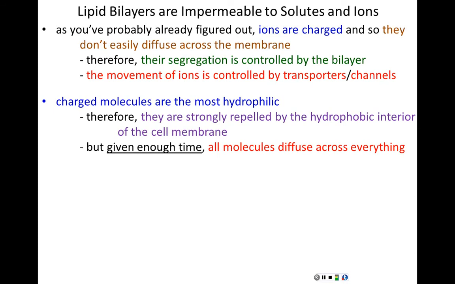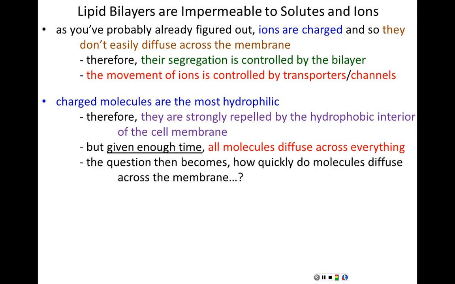Most of the time, given enough time, all molecules will diffuse across everything and anything. The question becomes, how quickly do molecules diffuse across the membrane, depending on what type of molecule it is? And then related to that, is that natural diffusion time fast enough to support life? In other words, if a single sodium molecule is going to diffuse across a lipid bilayer once every 5 years or so, is that fast enough to support life? Now, the obvious answer is no, but for other molecules that aren't quite as hydrophilic as ions, maybe the speed of diffusion across the membrane itself is enough.